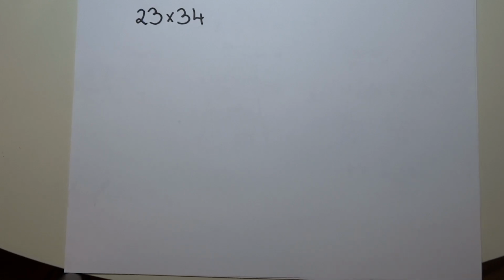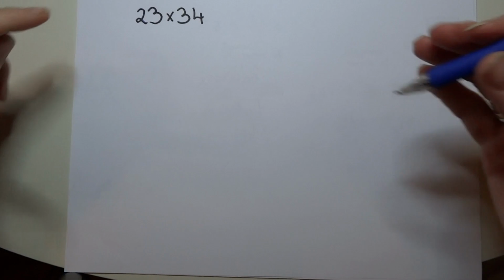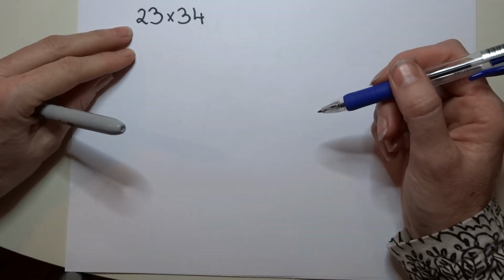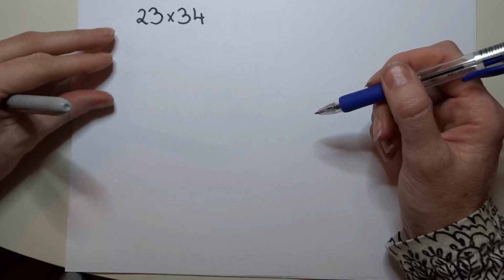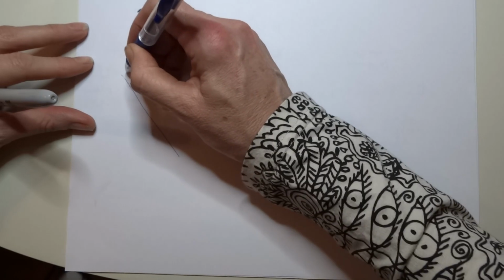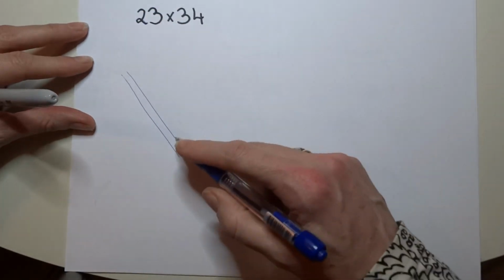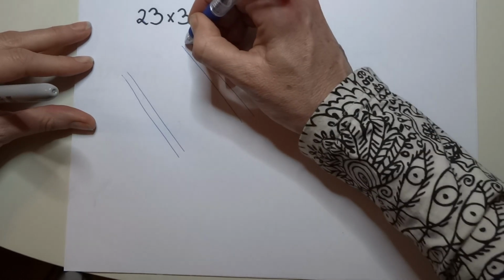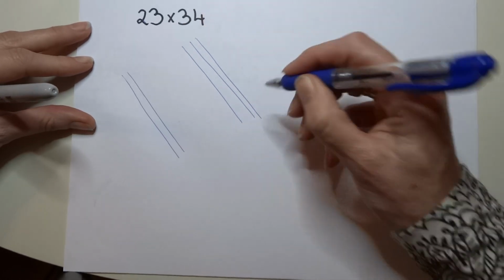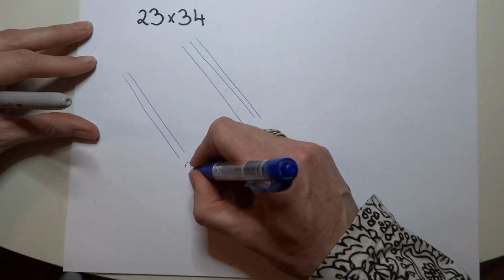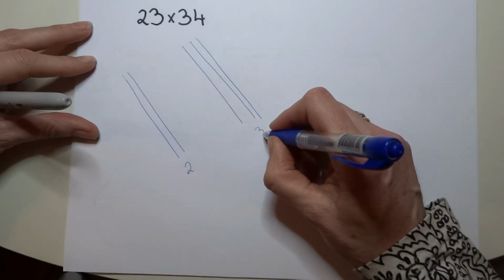Okay, today we're going to look at the Japanese method of multiplication. If we have a two-digit number here, 23 times 34, we can draw lines: the tens as two lines close together, a bit of space in between, and the 3 as 3 lines close together.